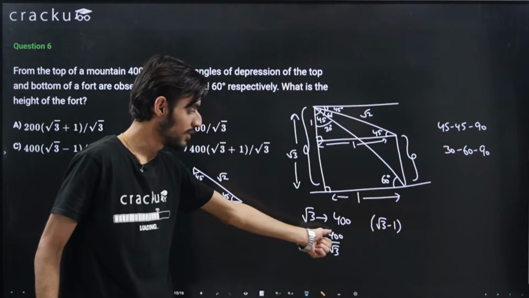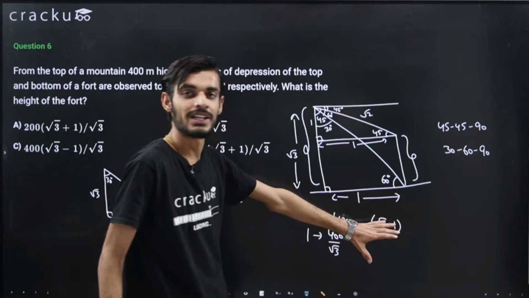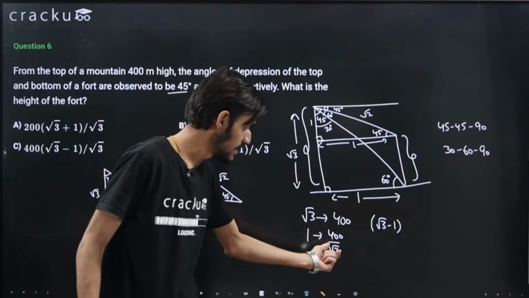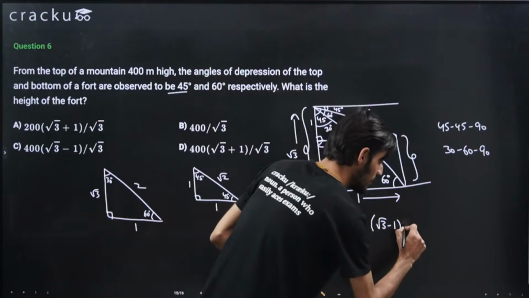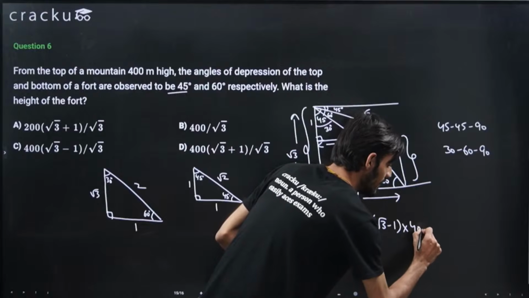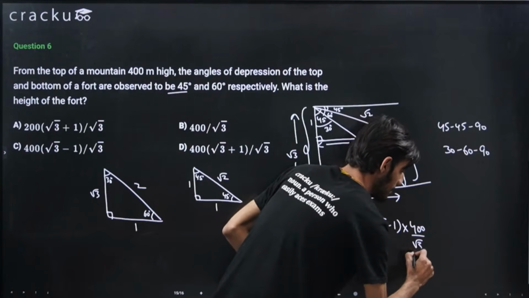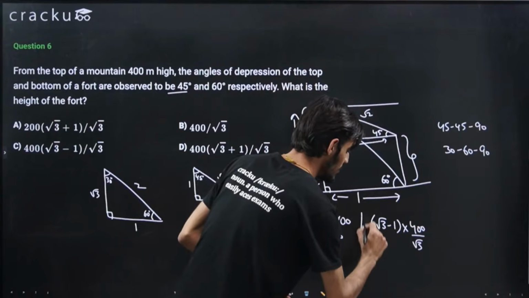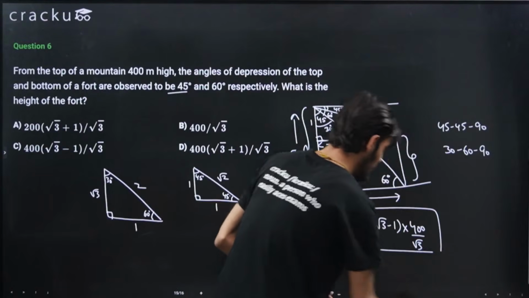So the value of 1 is 400 by root 3. So the value of root 3 minus 1, we can just multiply this term with this. So that is 400 divided by root 3. Okay, so this is the height of the fort. We can just simplify it further.